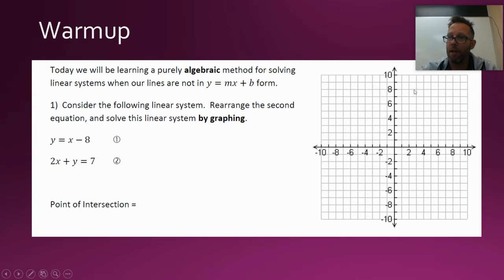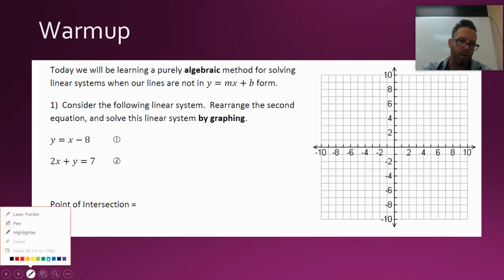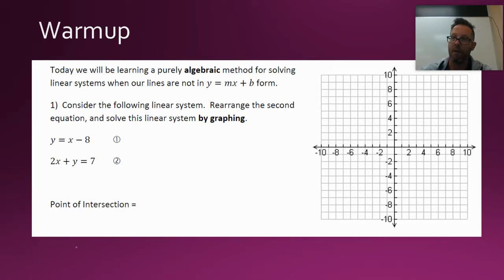So it's a bit of a warm-up or motivation problem. Check out the following linear system. One of the lines is in y equals mx plus b form, so it should be pretty easy to graph that one. The second one is not in y equals mx plus b form. However, it's pretty easy to put in that form. So let's solve this linear system by graphing. As usual, it is my hope that you would pause the video and give it a try, and then unpause when you're ready to check your answer.